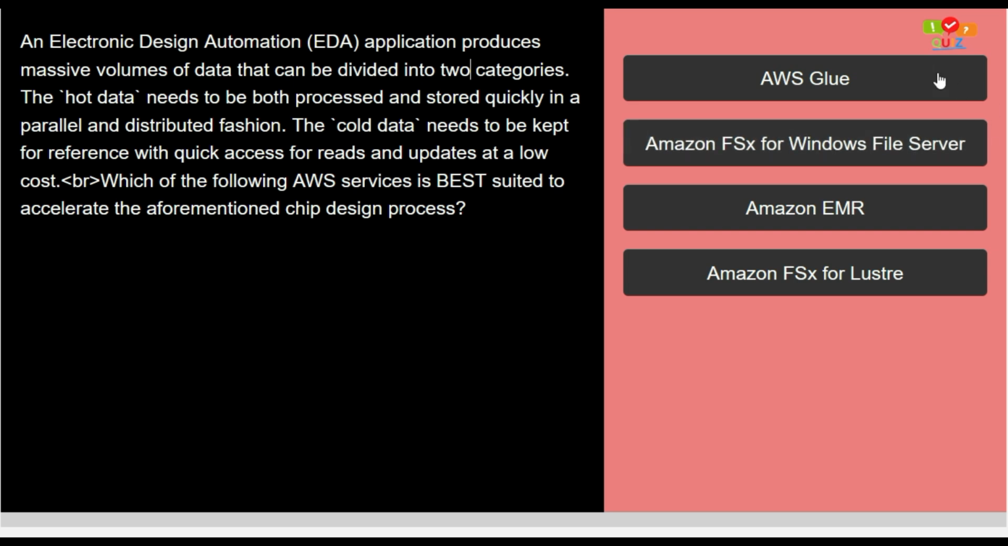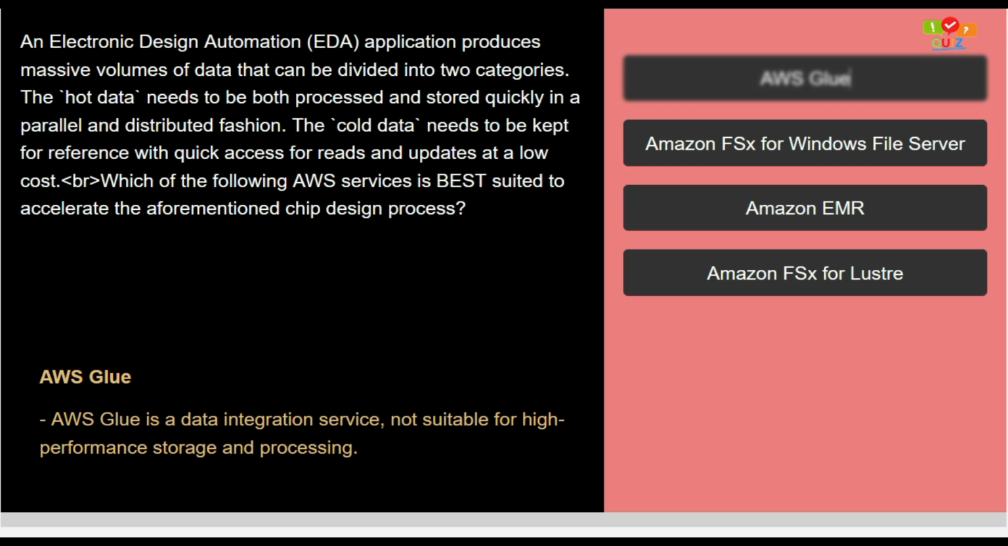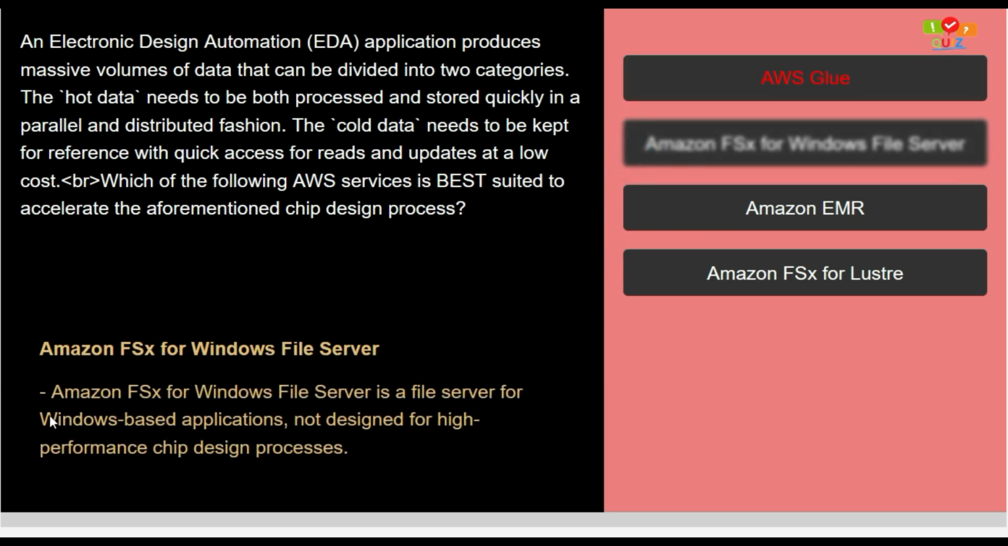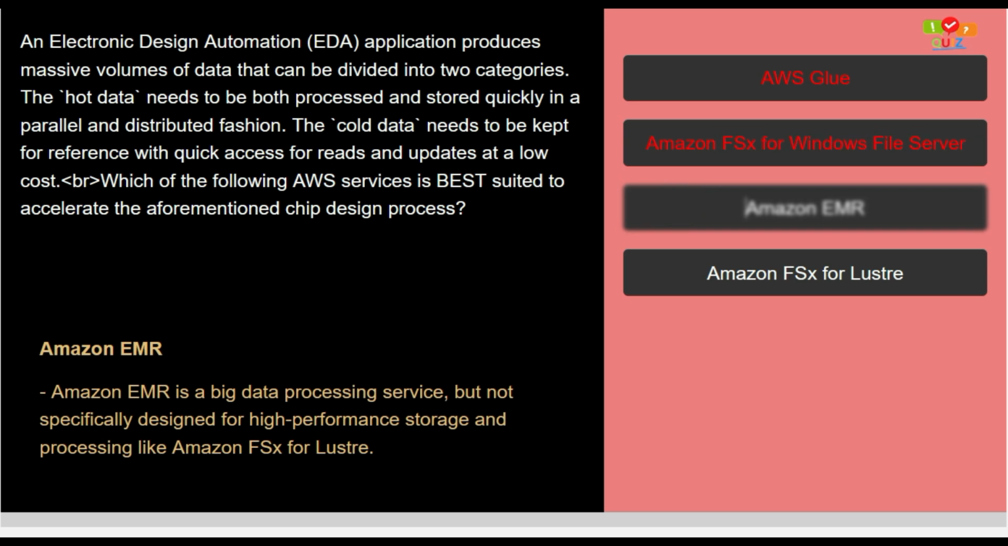So option 1, which is AWS Glue. It is a data integration service which is not suitable for high performance storage and processing. So this is your first wrong answer. Amazon FSx for Windows File Server is a file server for Windows based applications, not designed for high performance chip design processes. So this also goes under the wrong answer. Amazon EMR, third option, is a big data processing service but not specifically designed for high performance storage and processing like Amazon FSx for Lustre.